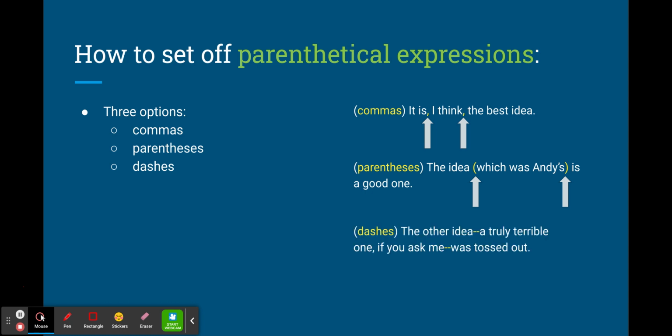And dash is the other option: "The idea — a truly terrible one, if you ask me — was tossed out." So again, we're setting off that parenthetical.